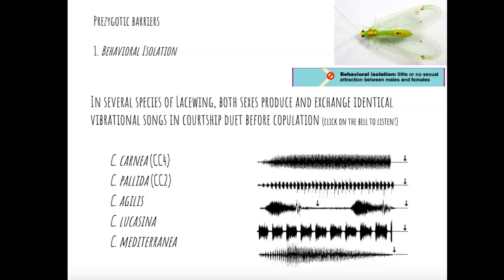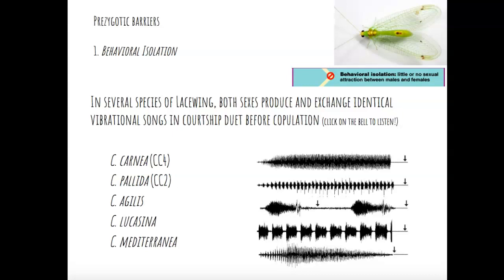So you have to be in a mating situation with a lacewing of the same species. Otherwise, a different species has a different song. And if you look at the bottom of the slide, you have 5 different species of lacewings and their songs, right? And so they look different from each other. And so lacewings will not mate with another species because they don't have the right song.